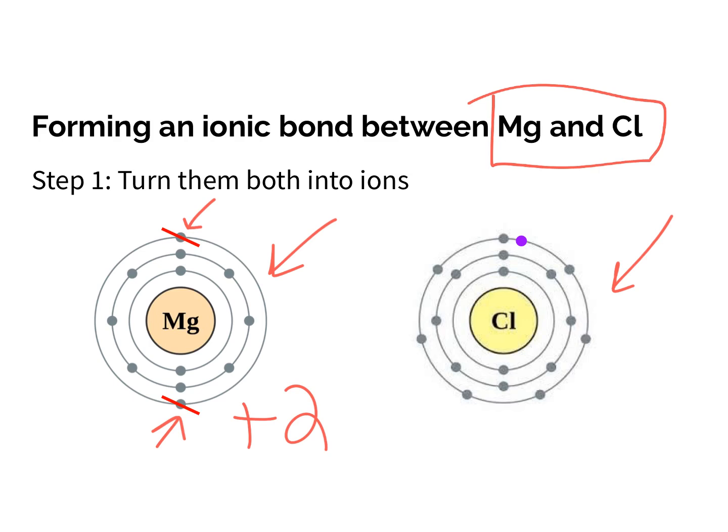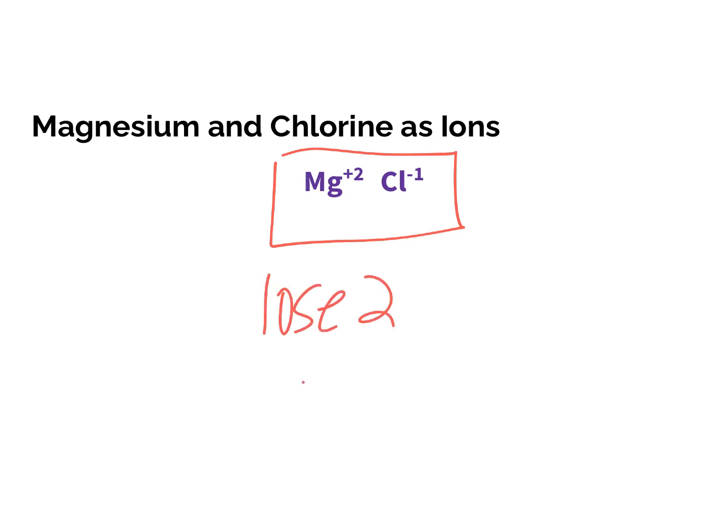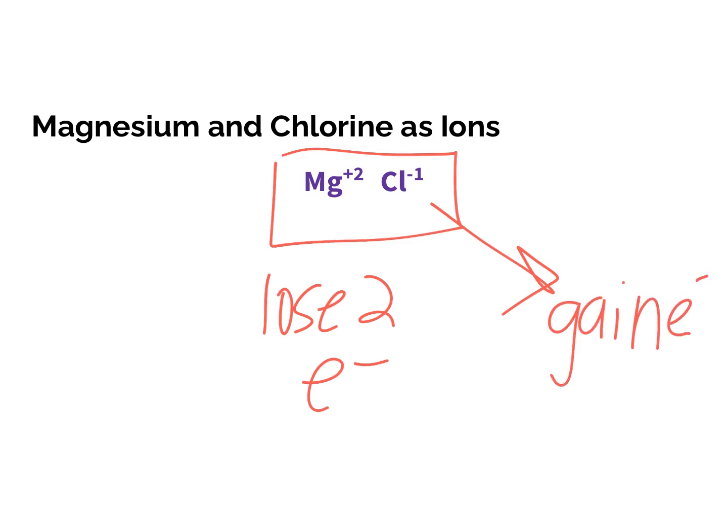Now chlorine, on the other hand, it has 7 valence electrons. And we drew this purple one here because it's easier to gain 1 than to lose 7. So this is going to have a -1 charge because it's going to gain an electron. Okay, so these are our ions right here. We have that magnesium 2 plus because it's easier for it to lose 2 electrons than to gain 6. And then we have our chlorine, which has an extra electron, so it's going to gain 1 electron.